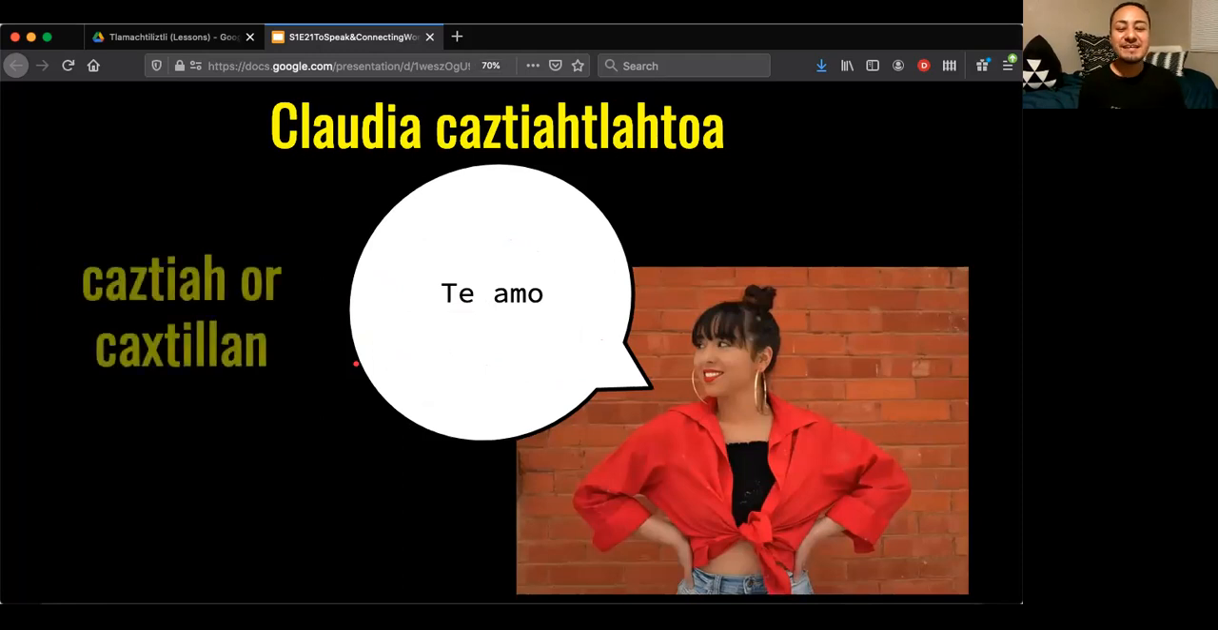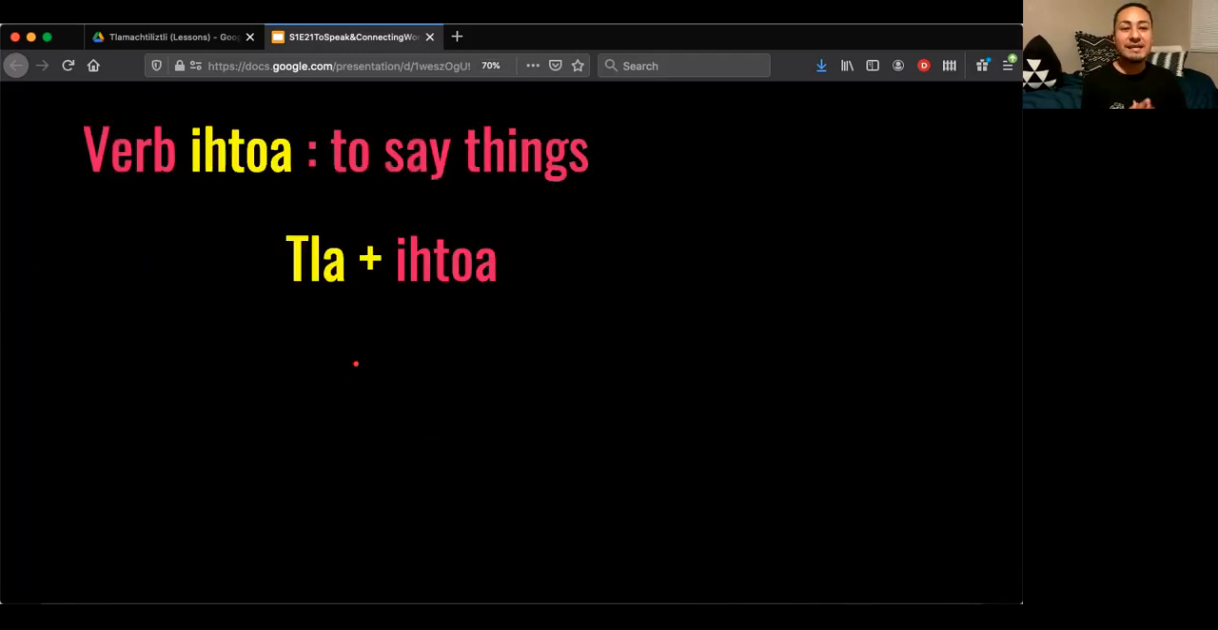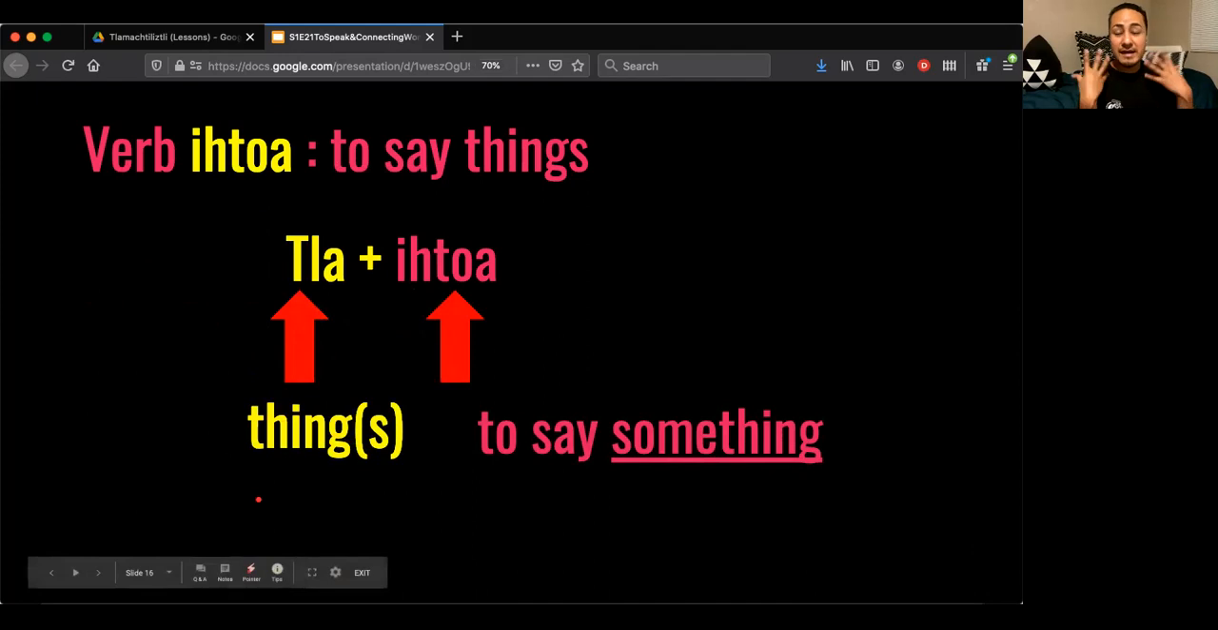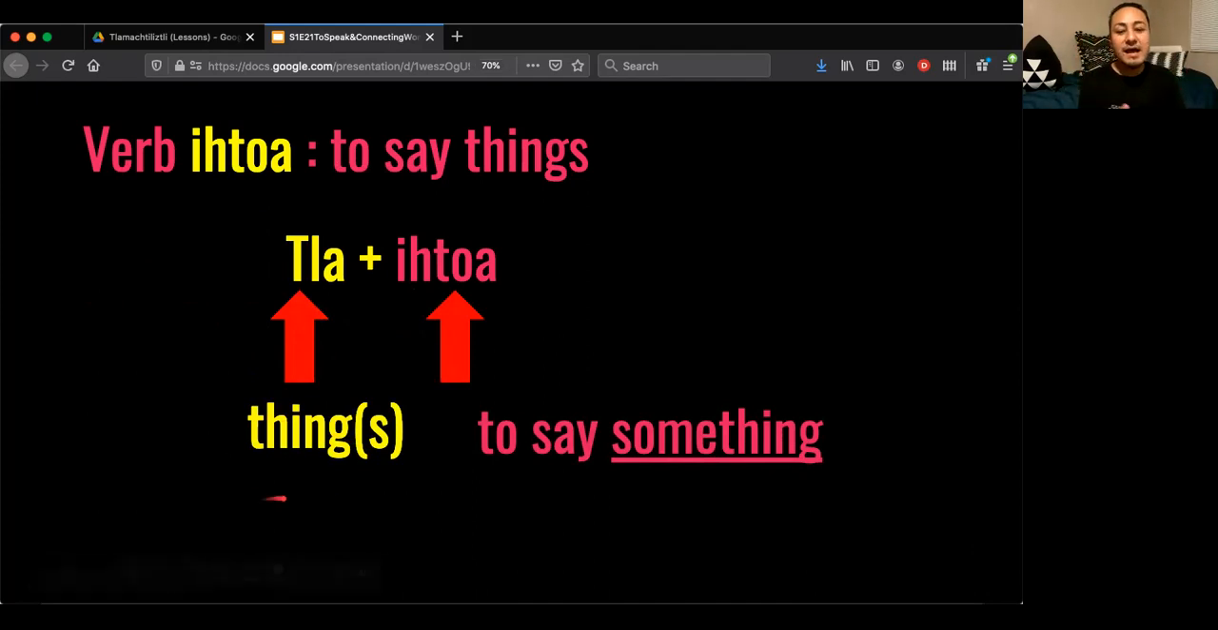All right. So in Nahuatl, when you're saying the verb tlahtoa, which means to speak, you're actually using the verb ihtoa. And so when you're saying to speak in Nahuatl, you're actually saying to say things. Because if you remember from previous classes, this tla means to do an action to some object, and in this meaning, it's just thing or things.